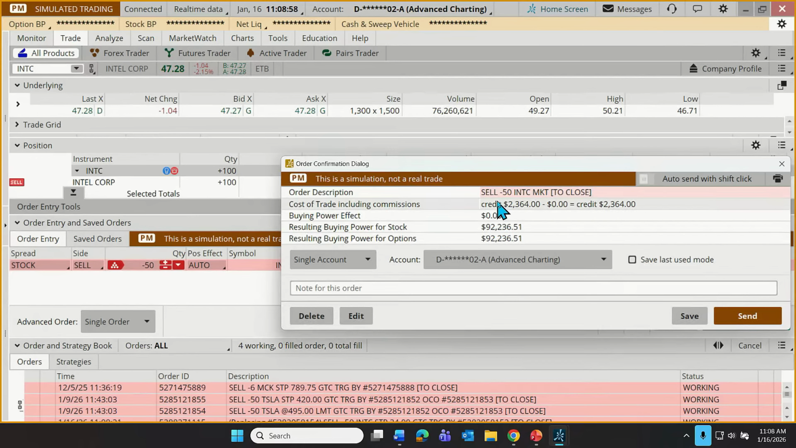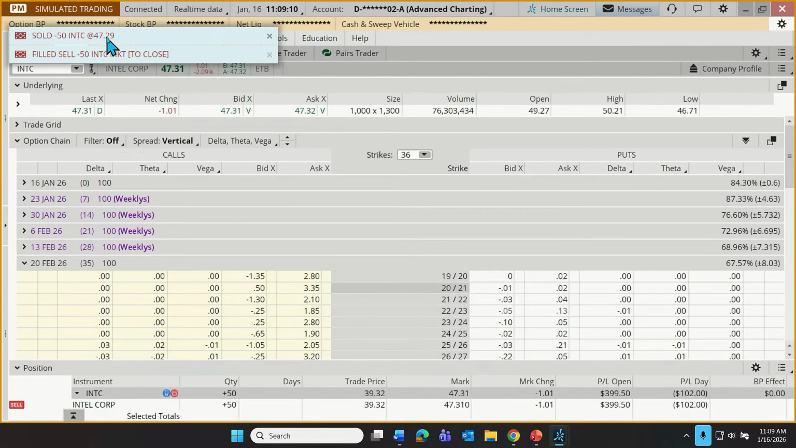That's the trade-off there. But let's try to sell 50 shares of INTC at the market price. See if we can realize a gain here. Let's send this off. And we sold those shares for $47.92.